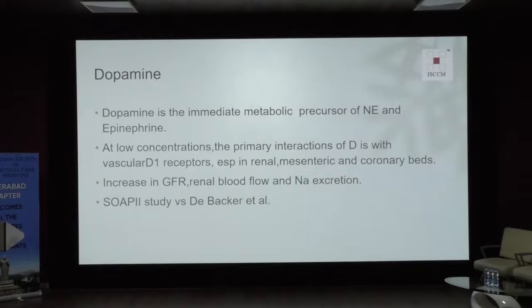Then coming to where to use dopamine, is it beneficial in AKI? Studies have been done, the SOAP II study versus De Backer et al. The SOAP II study says that it may increase urine output in the first 24 hours, but after 24 to 48 hours of resuscitation there is no improvement. The overall mortality is the same. De Backer and associates was in favor of dopamine.